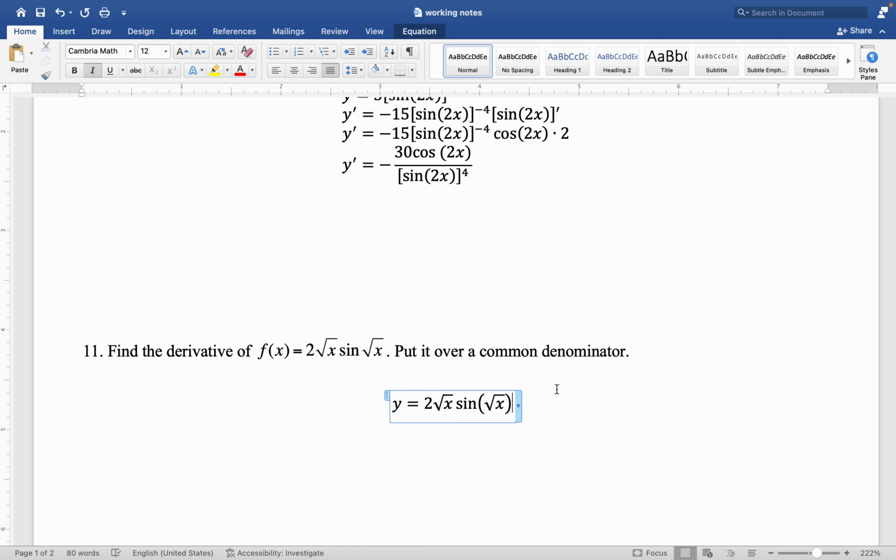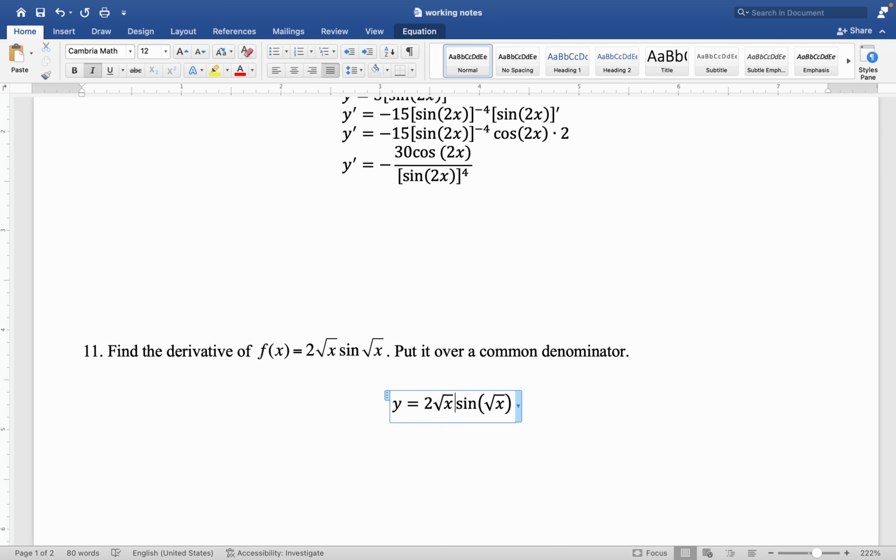So first of all, you should notice that there's definitely composition going on here. You've got a root x inside of the sine function, but there's also a product happening here because you've got the 2 root x times the sine root x. And so you're going to need to use both the chain and the product rule. I would use the product rule first.